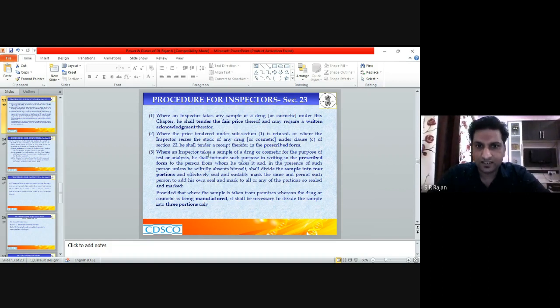Where an inspector takes a sample of drug or cosmetic for the purpose of test or analysis, he shall intimate such person in writing in prescribed form. That is Form 17. The inspector will give Form 17 as an intimation to the person from whom he has taken the samples for test and analysis, and mark and divide these samples into 4 equal portions. If he takes the sample from the retailer, he has to divide it into 4 equal portions, and if he takes the sample from the manufacturer, then it should be divided into 3 portions.